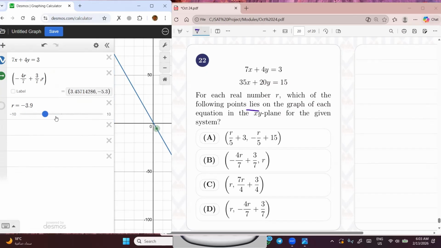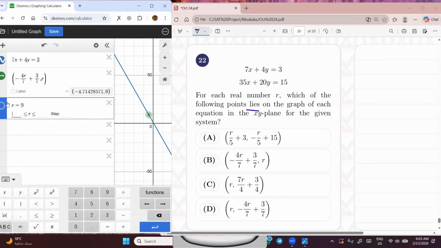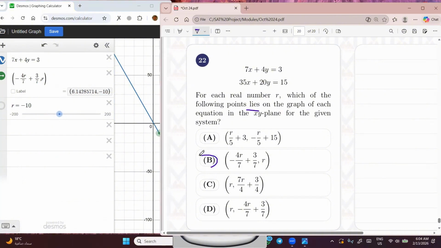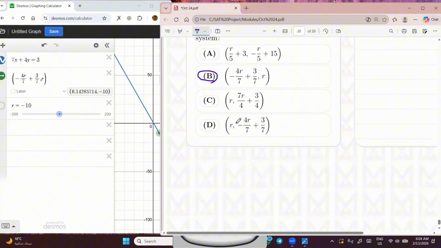Even if you move the point right and left, as you can see, it always moves on the line. Let's change the range to be negative 200 till 200, and see what happens when you move this point. It's always on the line. So that's the correct answer, and that's an easier method to use instead of substitution, which takes some time to get the answer.